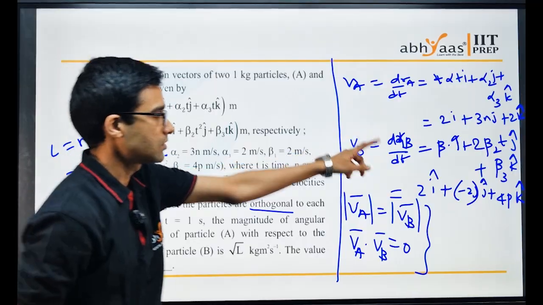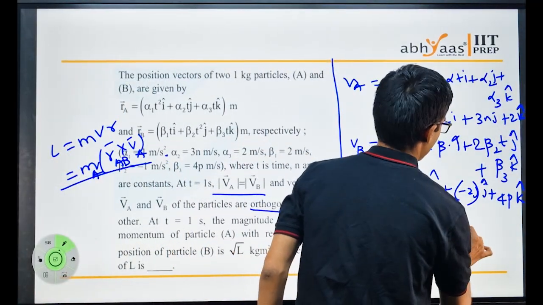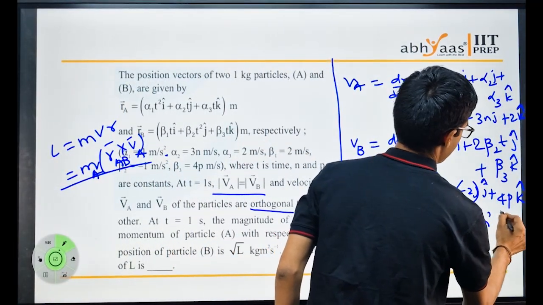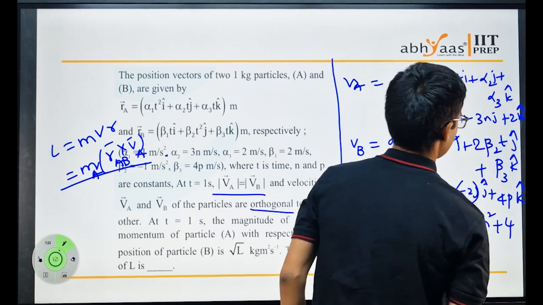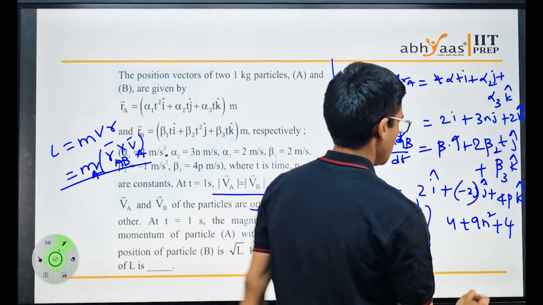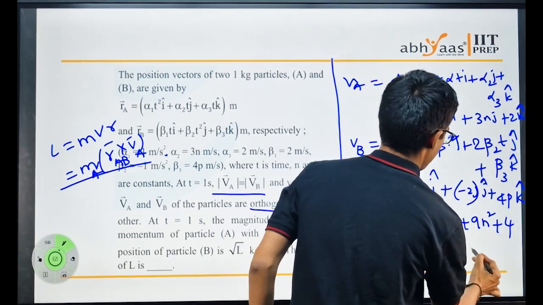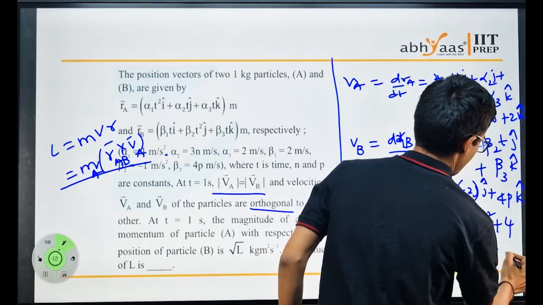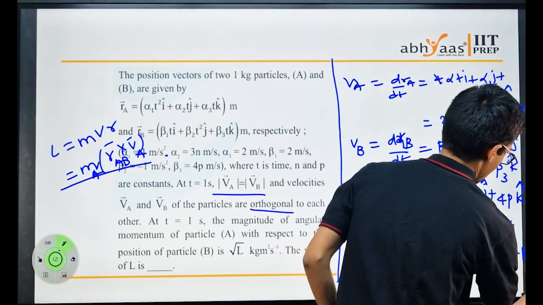So first you take the magnitude, that is root of 4 plus 9n square plus 4. Similarly, for the other one, I am not taking the root, it is 4 plus 16p square.